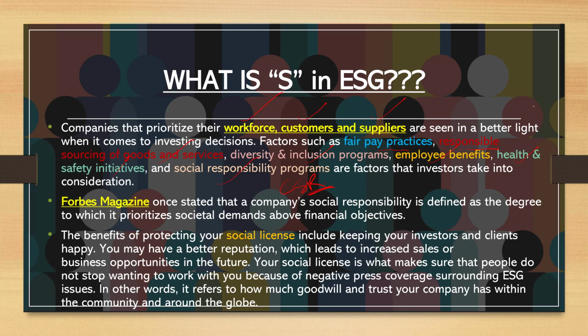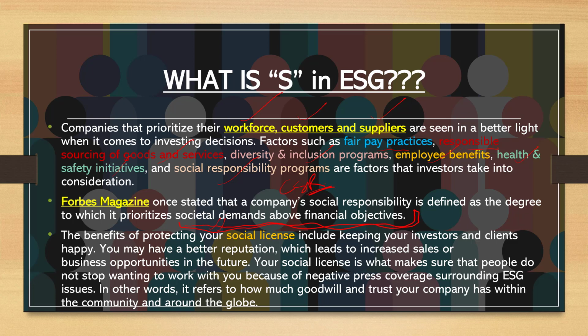Forbes magazine once stated that a company's social responsibility is defined as the degree to which it prioritizes social demands above financial objectives. Means there should not be only financial objectives to meet. Rather, while meeting the financial objective, you should also look into the societal aspect and prioritize the societal demands. The benefit of protecting your social license, including keeping your investors and clients happy.